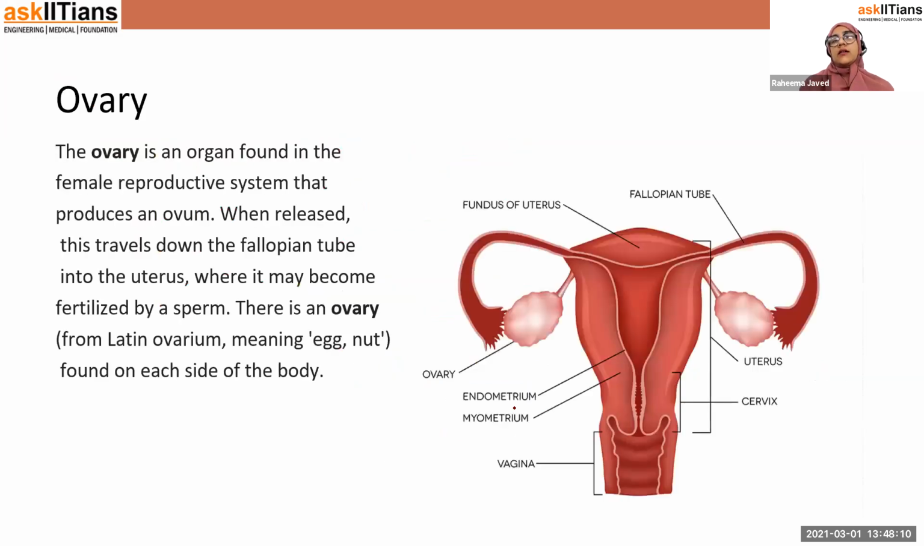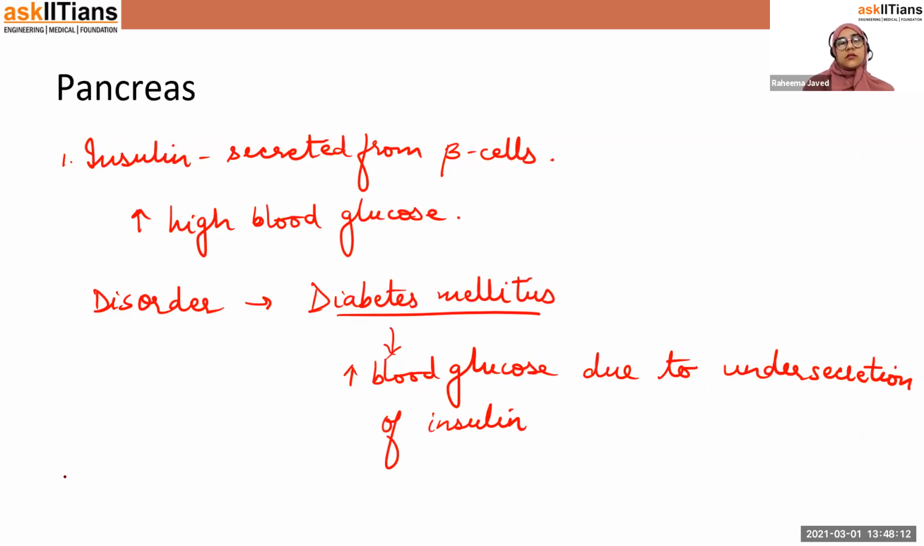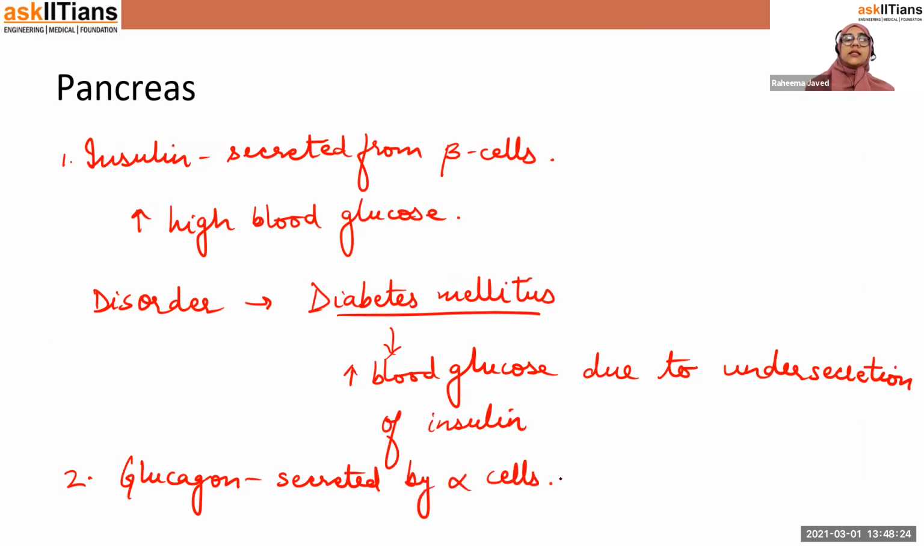Okay, then the second hormone is glucagon, which is secreted by alpha cells. Okay, and this is released when there is low blood glucose level. Okay, then it will be secreted and will bring about the increase in the blood glucose level.